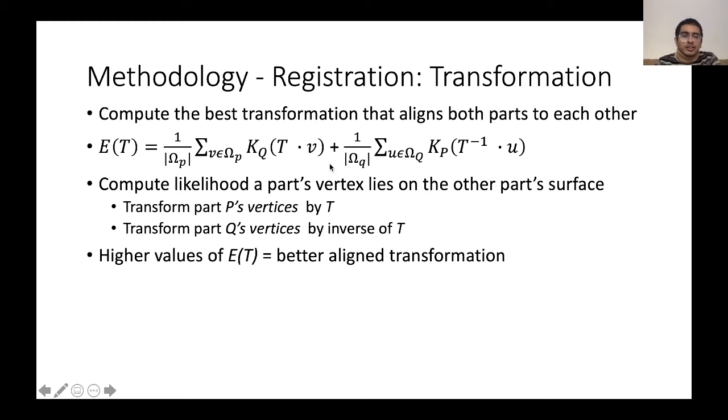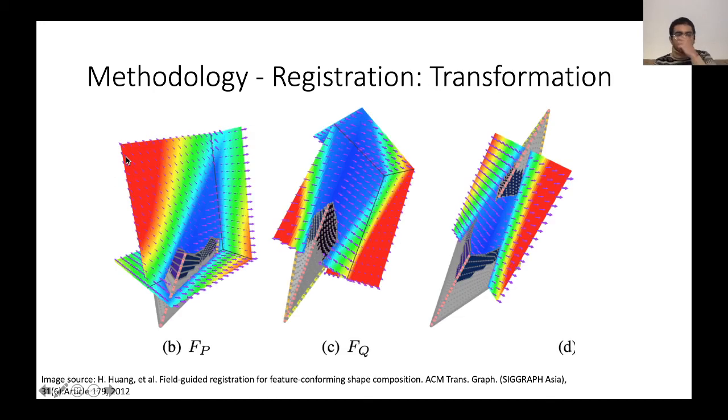In this case, you would find the best likelihood, so the best EFT value. That would mean that the transformation T is the best one to use. So for example, this is how it's being aligned. Given FP and FQ, as you can see, like the implicit directions over here, once they're aligned properly, the implicit surfaces are aligned pretty well. That means it's a good transformation.